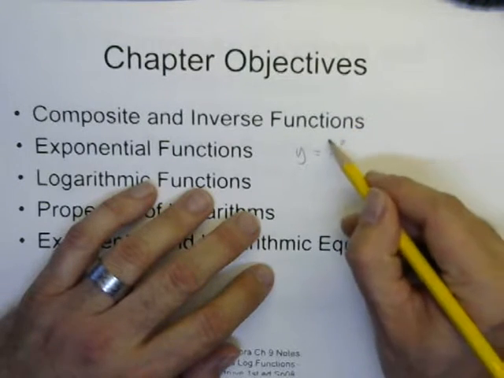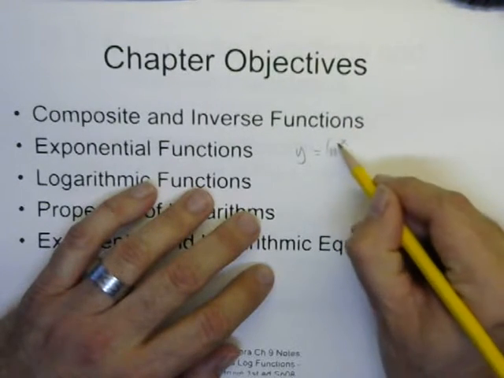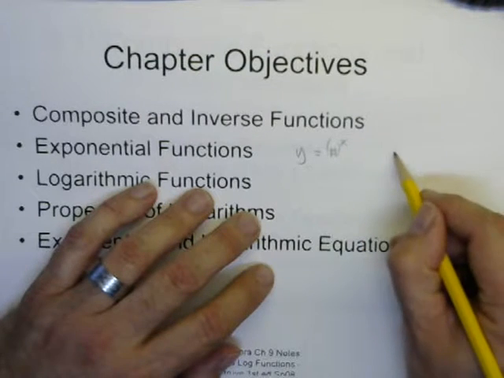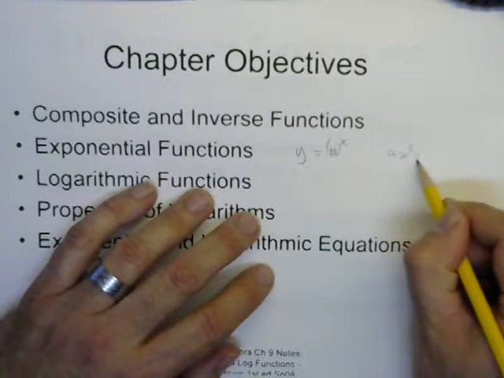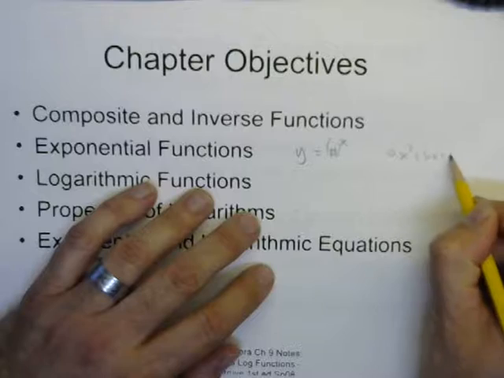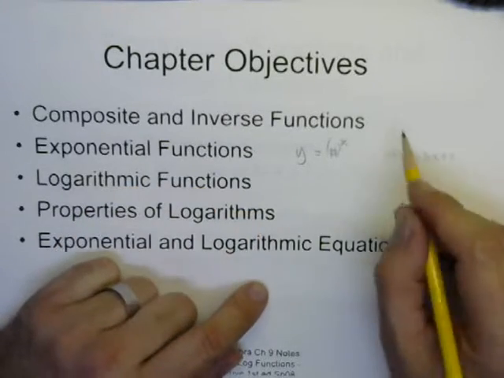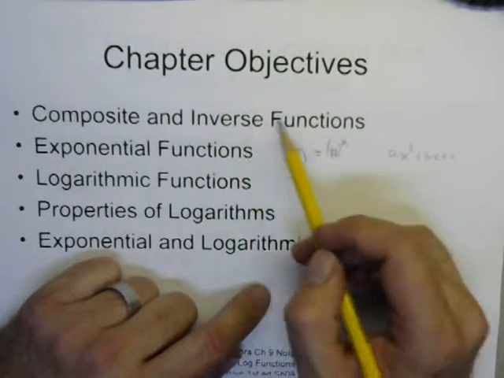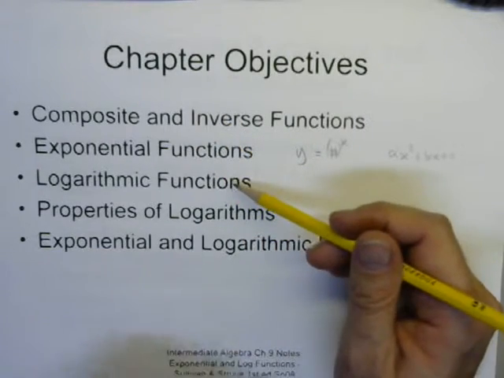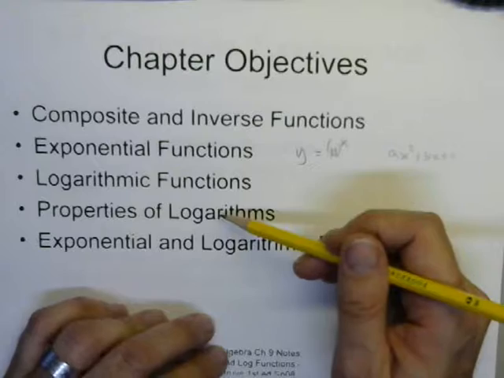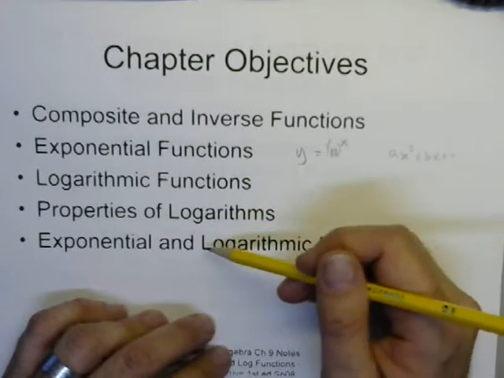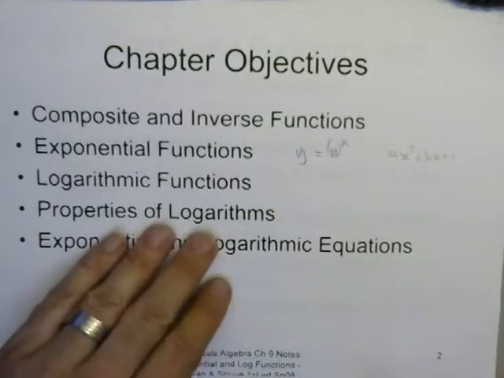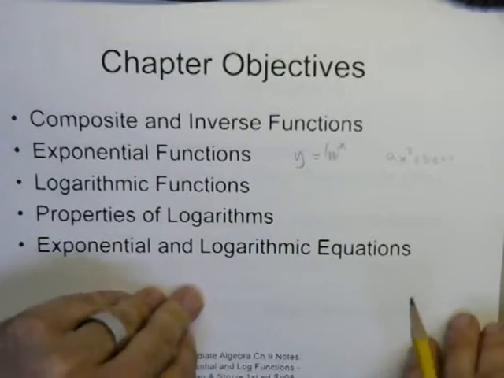The thing that makes these different from, say, quadratic functions is, for quadratic functions, the x is in the base rather than in the exponent. And then we'll see that these exponential functions have functions that are sort of the opposite, or the inverses. Those are called logarithmic functions. And then we'll look at some properties of logarithms. And then finally we'll look at how to solve exponential and logarithmic equations.